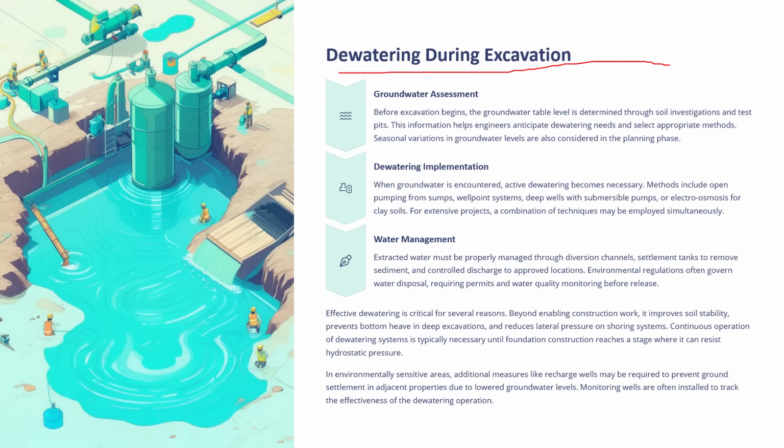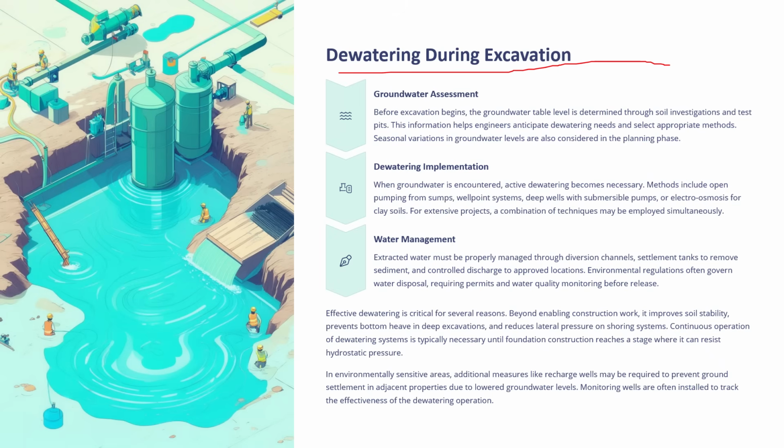So when the groundwater is encountered, active dewatering becomes necessary. Methods include open pumping from the sumps, well point system, deep wells with submersible pumps, or electro-osmosis for clay soils. For extensive projects, a combination of techniques may be employed simultaneously if necessary. For all these things, water management is very important.